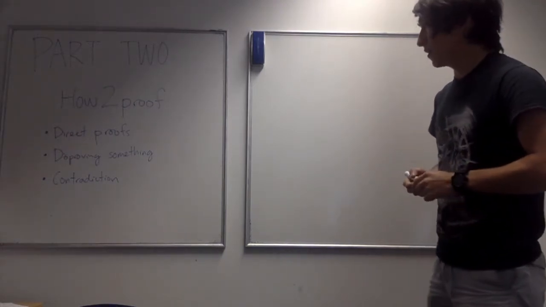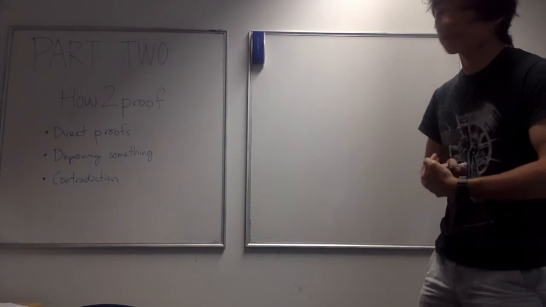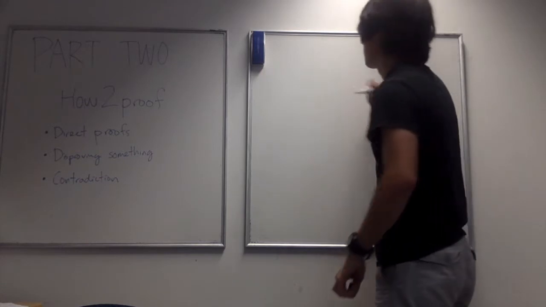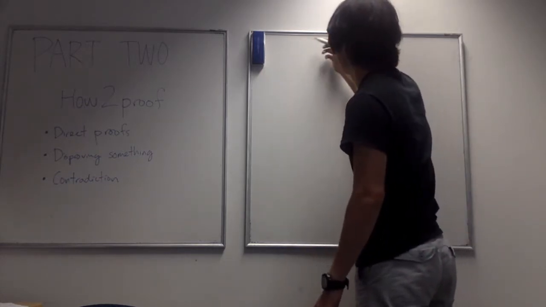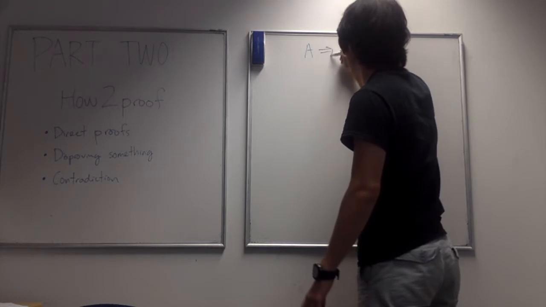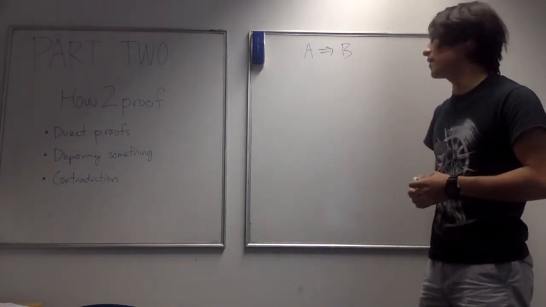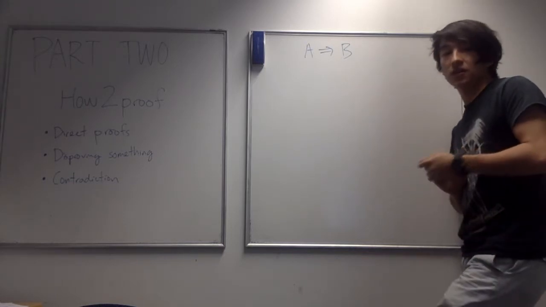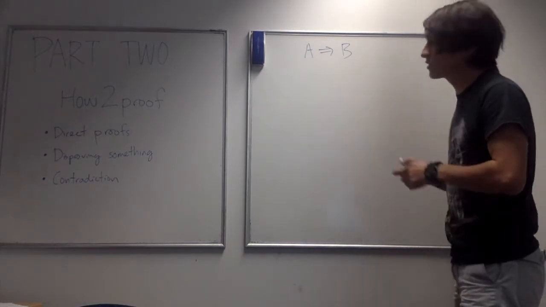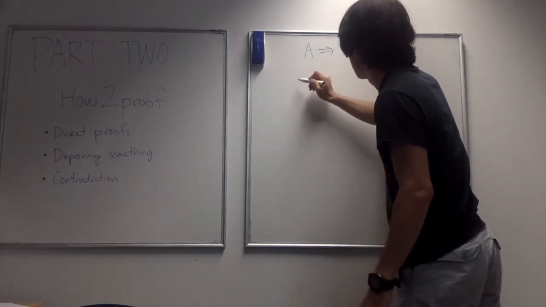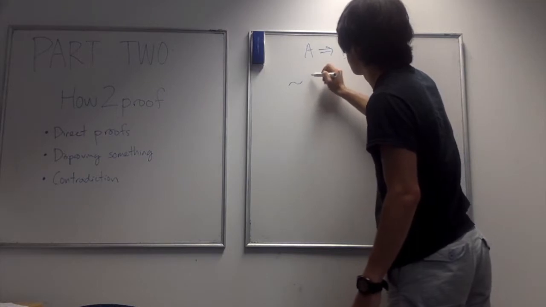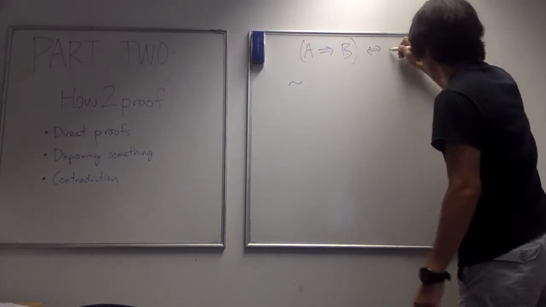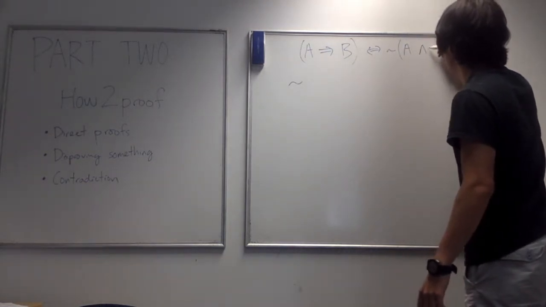Okay, the last part, how to prove by contradiction. Let's say you want to prove a statement basically in the form A implies B, right? So you want to prove that if A, then B. So a contradiction is just, you rearrange this with classical logic, and you have that the negation of this is equivalent to A and not B.